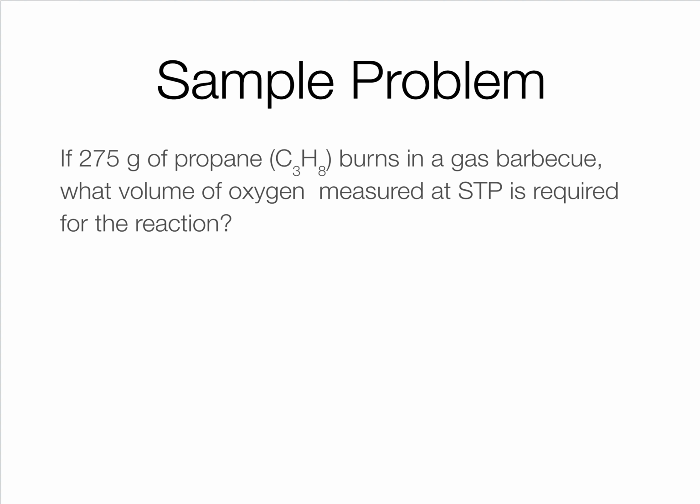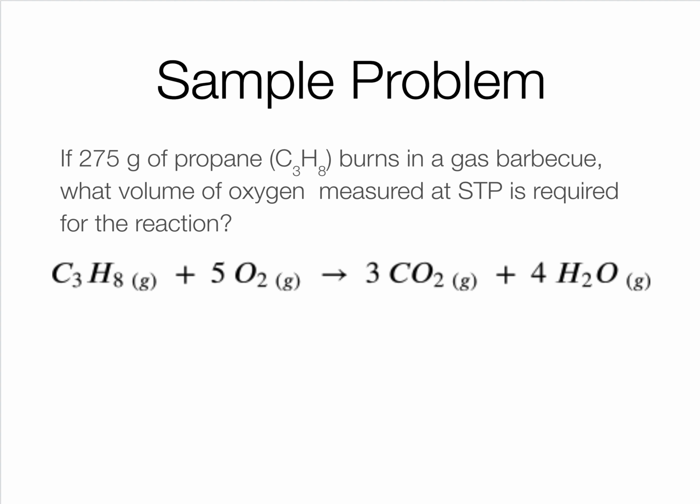First thing we need to do, this is a combustion reaction, which means we're going to have propane reacting with oxygen, producing carbon dioxide and water vapor. This is where it becomes really important to have all of your states. The reason that's really important is we need to know if we can do gas calculations or not. Well, oxygen here is a gas, so we can do gas calculations for this.